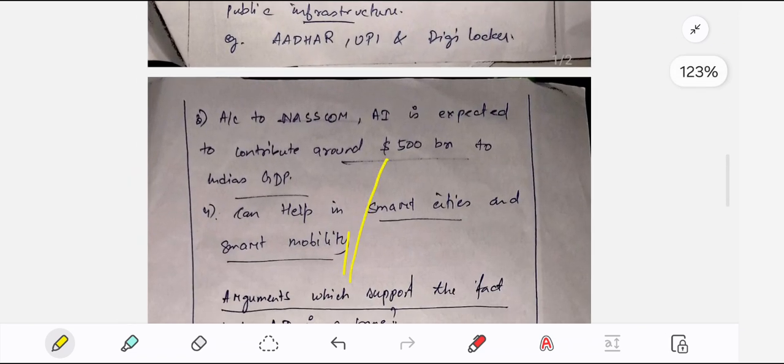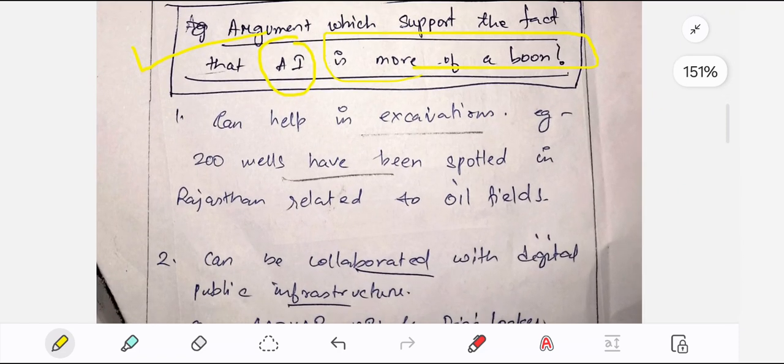First point, it can help in excavations. Excavations means like khudai, so it's archaeology or study of history. For example, Indus Valley sites are excavated. As an example you can give that 200 wells have been spotted in Rajasthan related to oil fields.